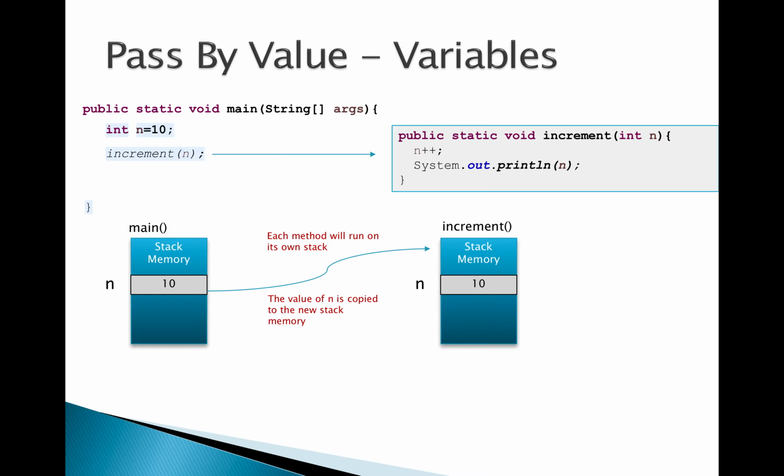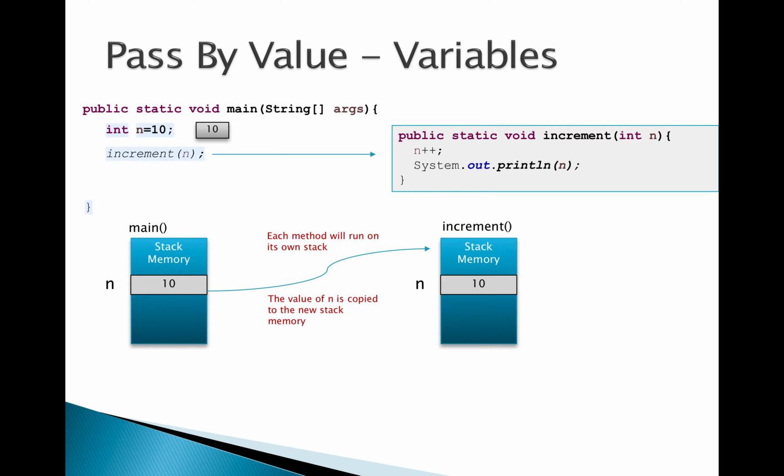Here you see n again as 10, and this n variable is completely different from the one in the main method. We are copying the value of n, which is 10, to another stack memory, and that stack memory holds its own value, referred to as n here. So this n is different from the n in the main method. You are just copying the 10 value into the other method. Now you are updating n plus plus in the increment method, so it updates the n value in the increment method and not in the main method.